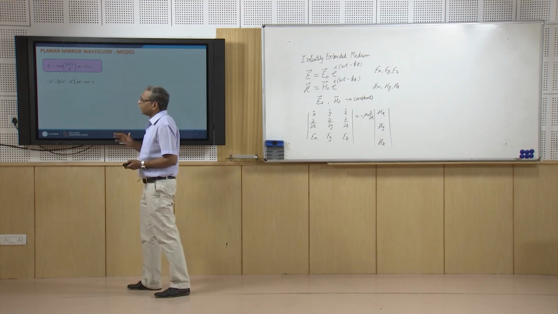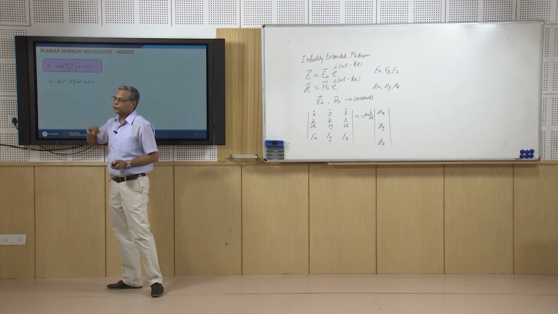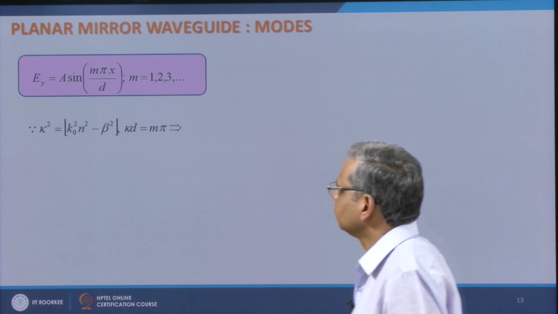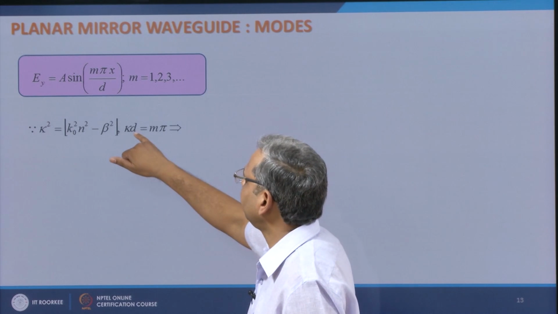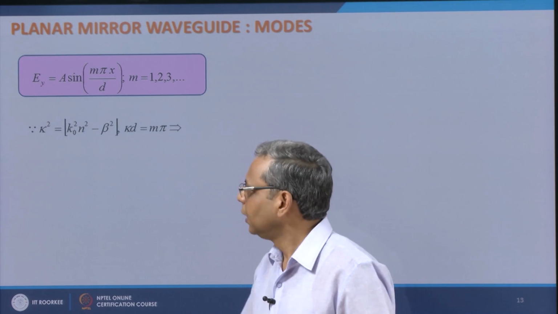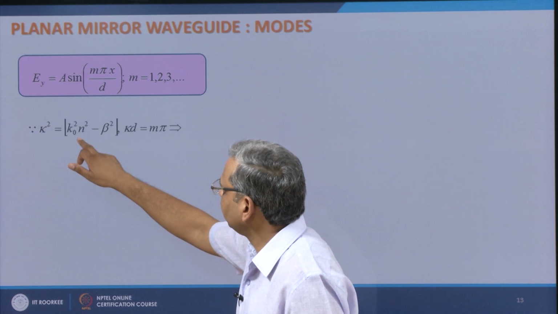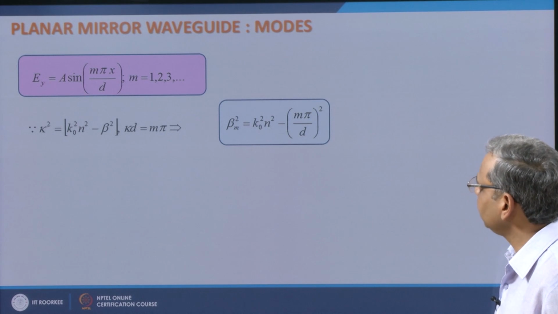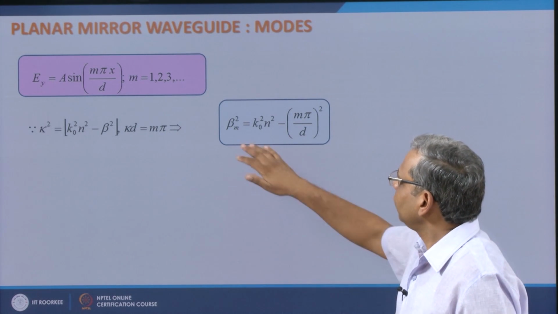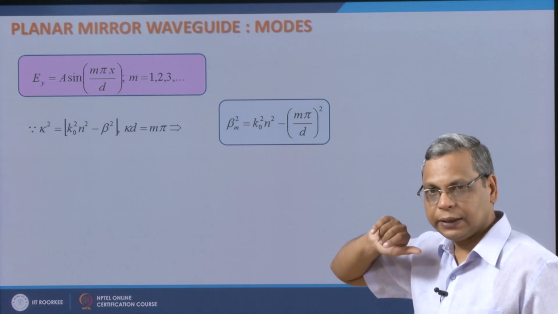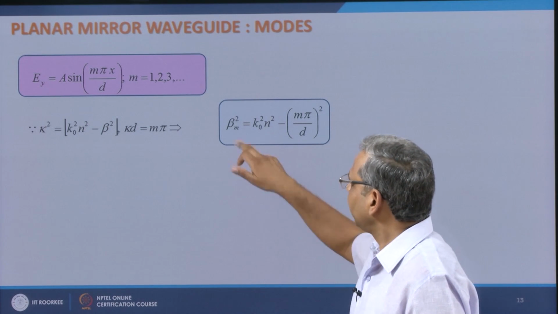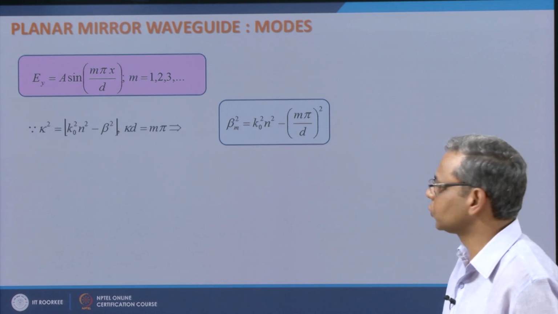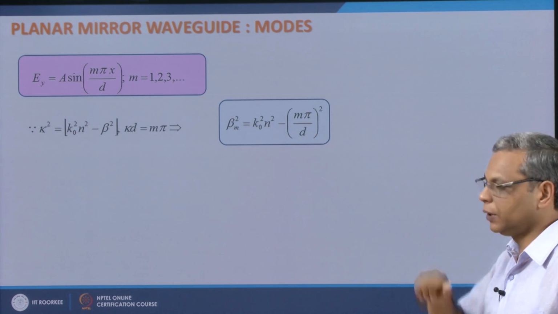Now, so I have got Ey of x, what is left? Corresponding beta. From where beta are coming? From here, because I know kappa d is equal to m pi and kappa square is equal to k naught square n square minus beta square. So, this gives me that there would be only certain discrete values of beta defined by beta m and given by beta m square is equal to k naught square n square minus m pi over d whole square.